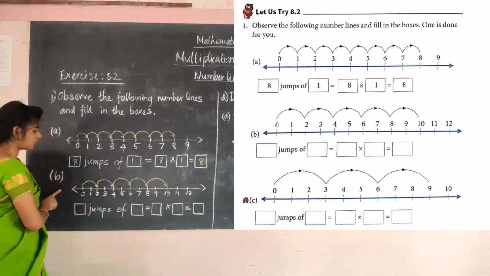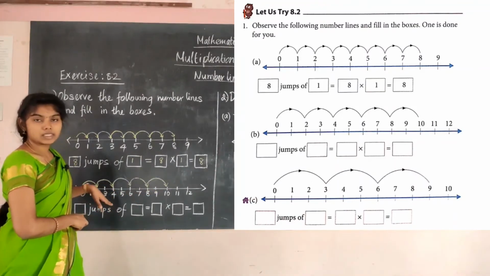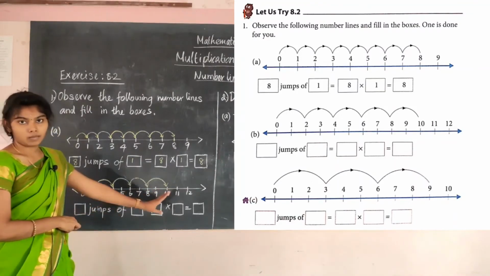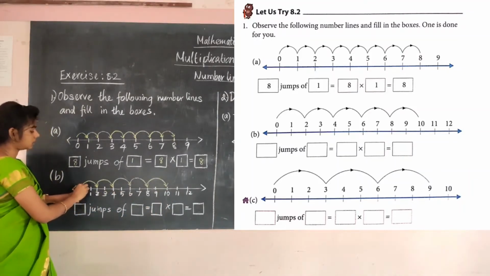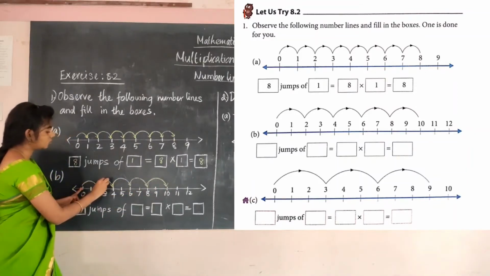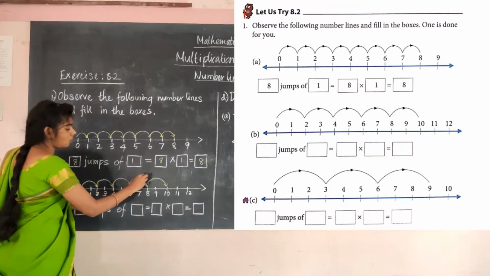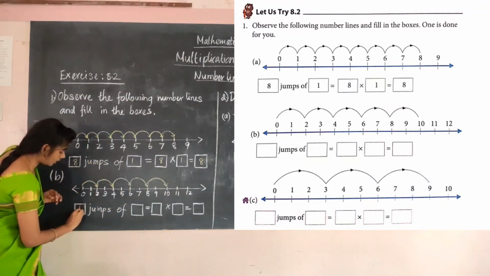And see the next question. So this is a number line which starts from 0. If it starts from 0, only then it's a number line. And here it starts from 0, and see how many jumps there are. So here 1, 2, 3, 4, 5. So totally 5 jumps. So write that 5 here.